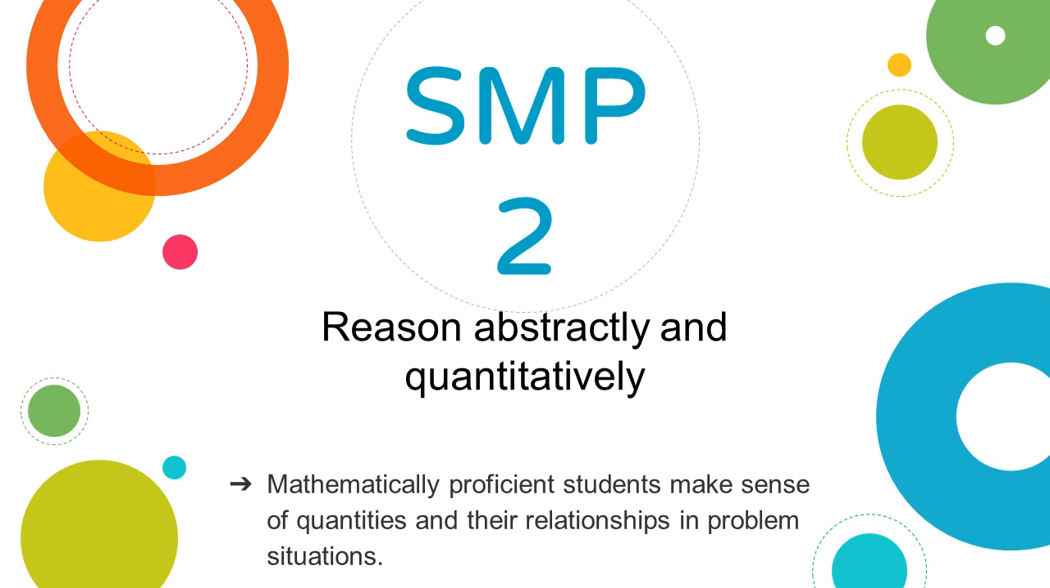The standard for mathematical practice number 2, reason abstractly and quantitatively. Mathematically proficient students make sense of quantities and their relationships in problem situations. They are able to represent the problem symbolically and manipulate symbols. They understand the meaning of quantities and are flexible in the use of properties of operations.